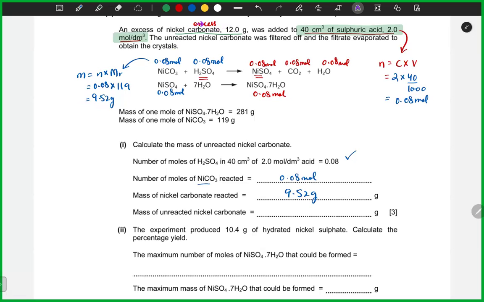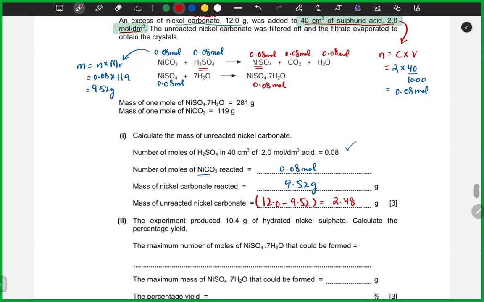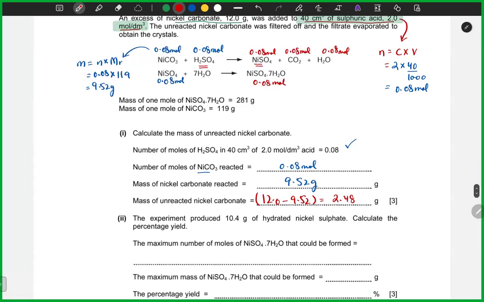So what is the amount of unreacted? That's just going to be that he added 12 grams, but only 9.52 were reacting. So you take the difference, and what are you going to get? You're going to get 2.48 grams. That is the amount that's in excess, more than what is needed. Anyways, the next part I think is about yield.